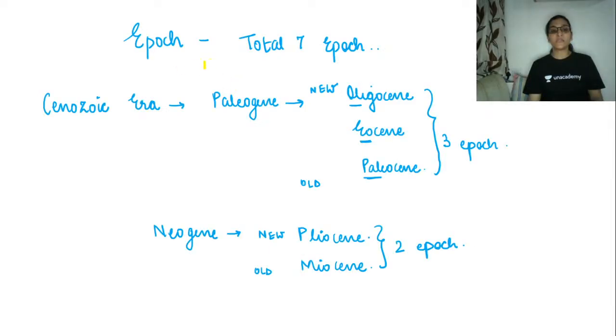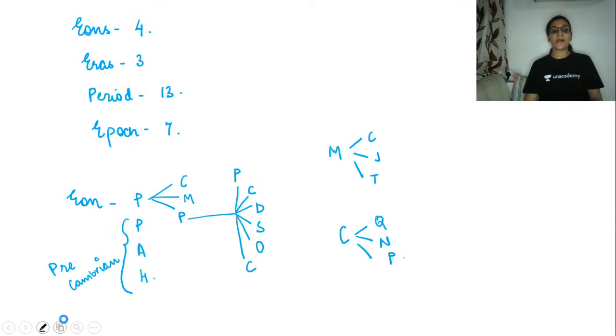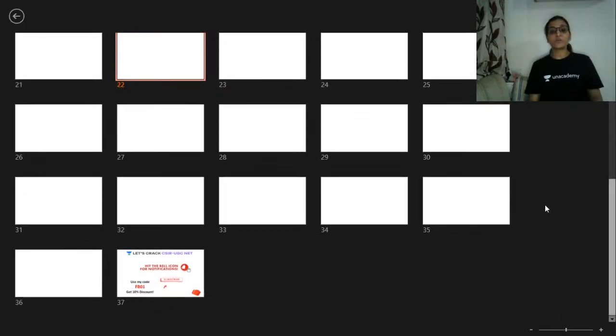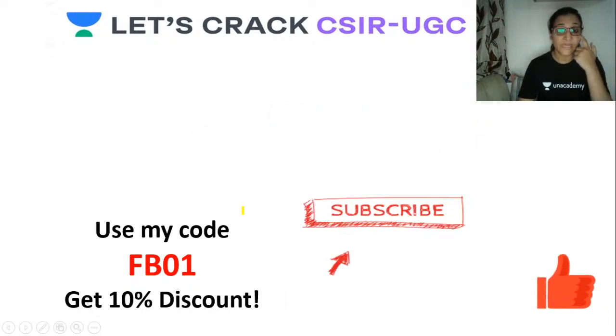And then the epochs, there are 7 epochs. Paleogene is made up of Oligocene, Eocene and Paleocene. Neogene is made up of Pliocene and Miocene. And Quaternary is made up of Holocene and Pleistocene. So all this we have seen till now, and in the next class we'll be talking about the animals and other details of the evolutionary time scale.